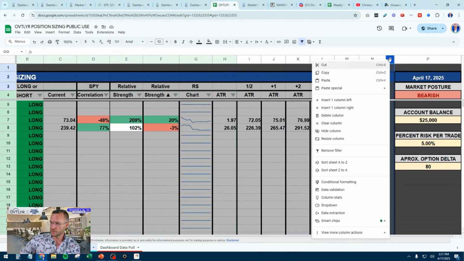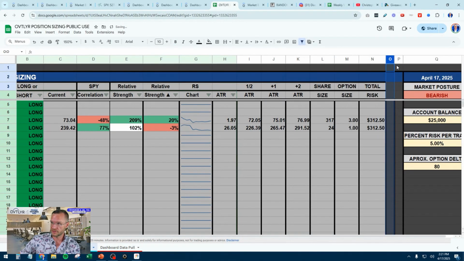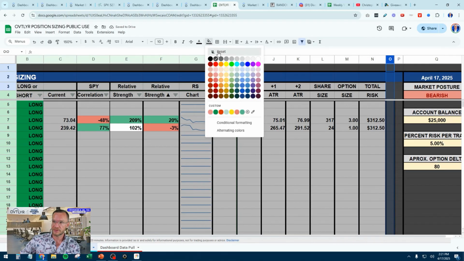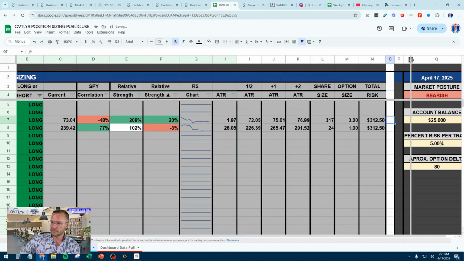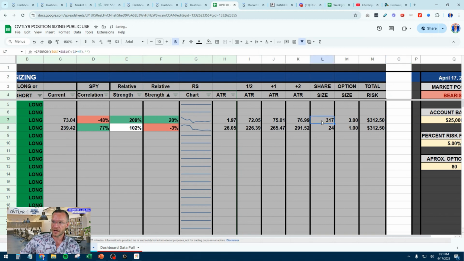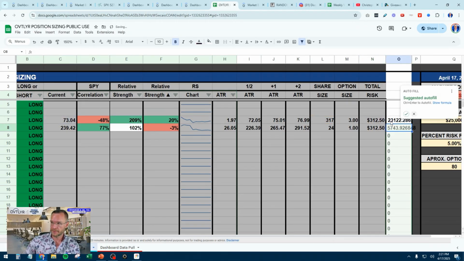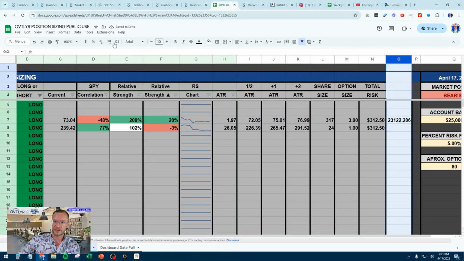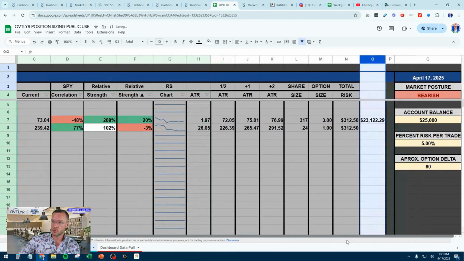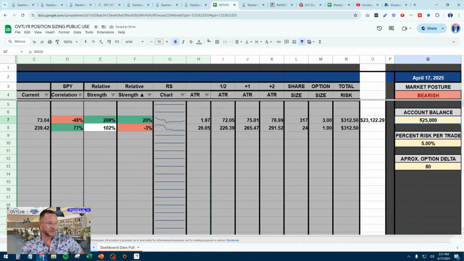Now let's add a couple columns here because I want to make another point. If I had 317 shares and the current price is $73, that equals this times this. That would be $23,000 of my $25,000. Hang on just a cotton picking minute here, Chris. That is not 5% of my account. I know it's not.